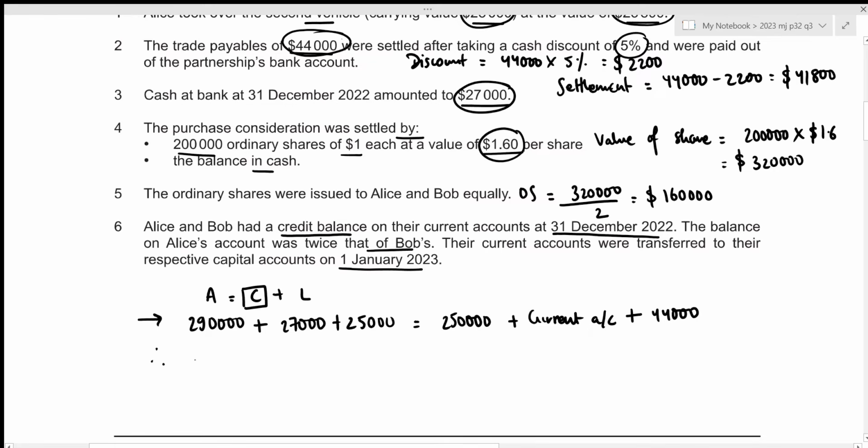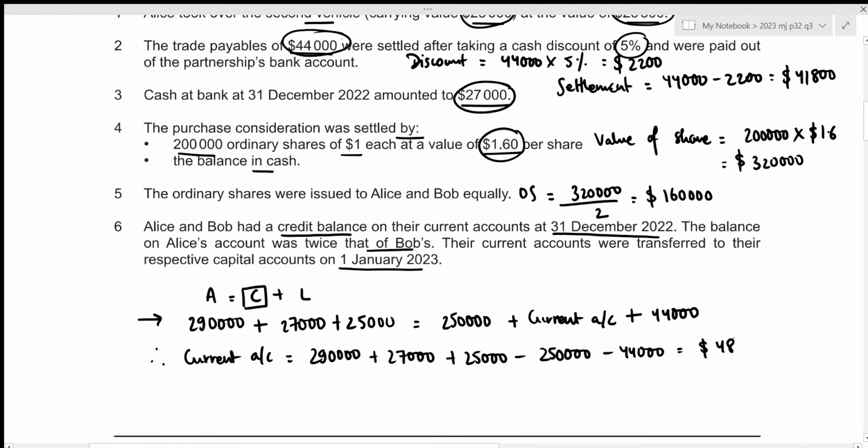Now we can easily figure out the total of current account. That is just going to be 290,000 plus 27,000 plus 25,000 minus 250,000 minus 44,000. And this results in the value of 48,000.